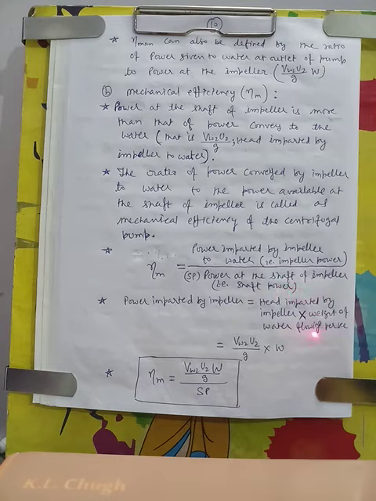So head into weight of water flow, the product of these two will give the power imparted by the impeller. So what will be the mechanical efficiency? It is V W2 U2 W, the weight flow rate of water, divided by g, divided by shaft power. Shaft power is the power of the electric motor which is coupled with the shaft of the impeller.